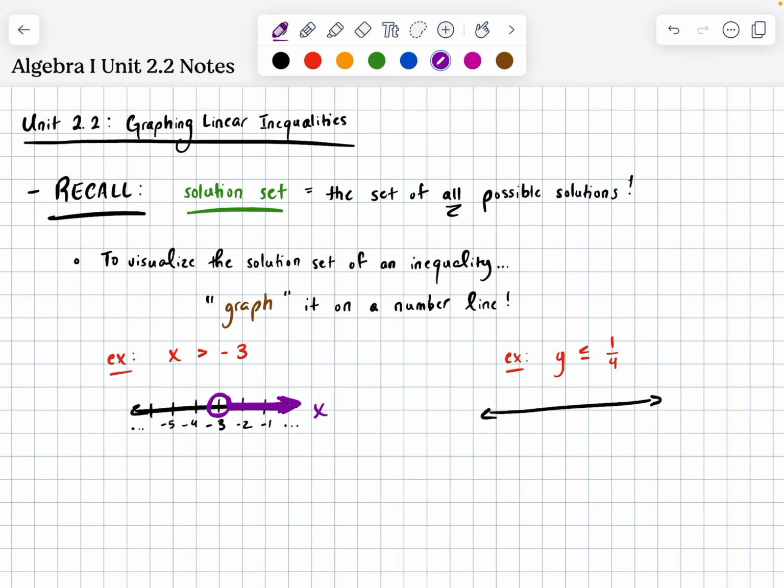Using what you've learned here about graphing x is greater than -3, try to build your graph of y is less than or equal to 1/4. Give yourself a minute, pause the video, play around. Let's do it.